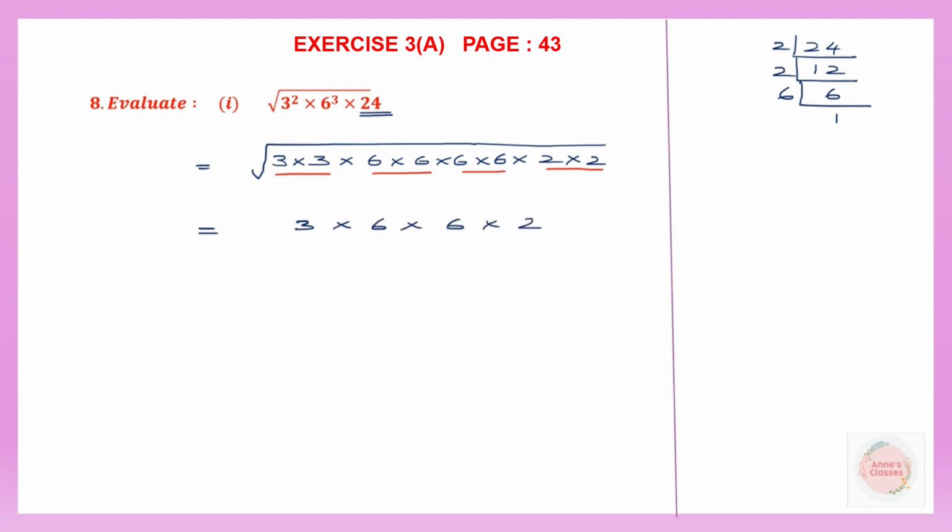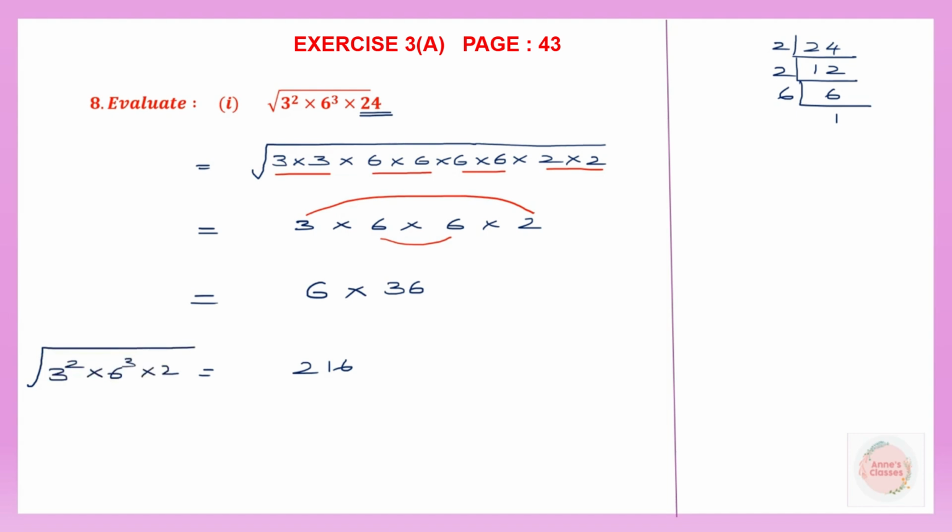Here you can take the easier numbers to multiply to make your work easier. So we can say 3 2s are 6. So that will be 6 into, now here 6 6s are 36. You can rearrange in any way, multiplication and addition you can rearrange in any way. So 6 into 36 will give us 216. So the square root of 3 square into 6 cube into 24 is 216. And this is our answer.